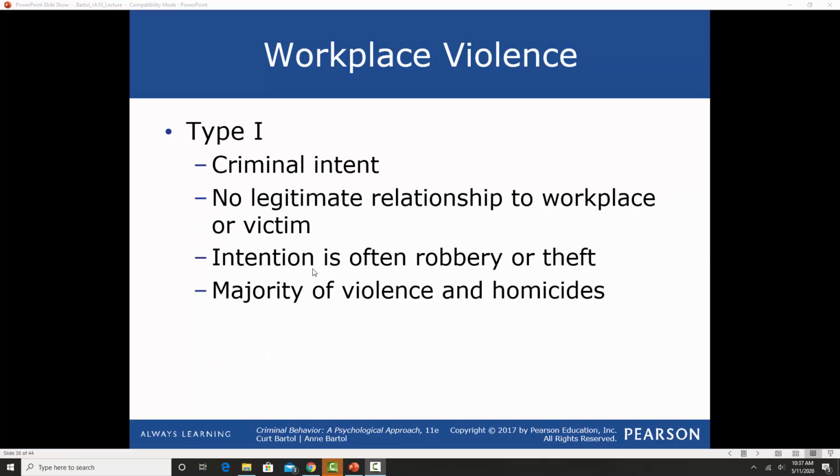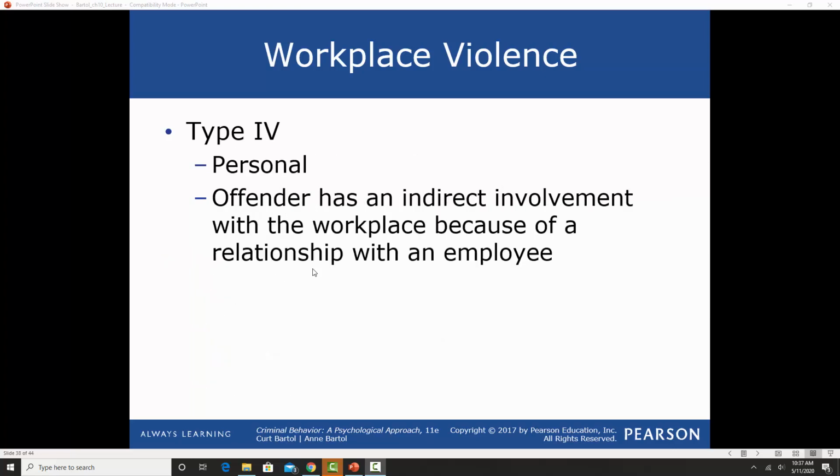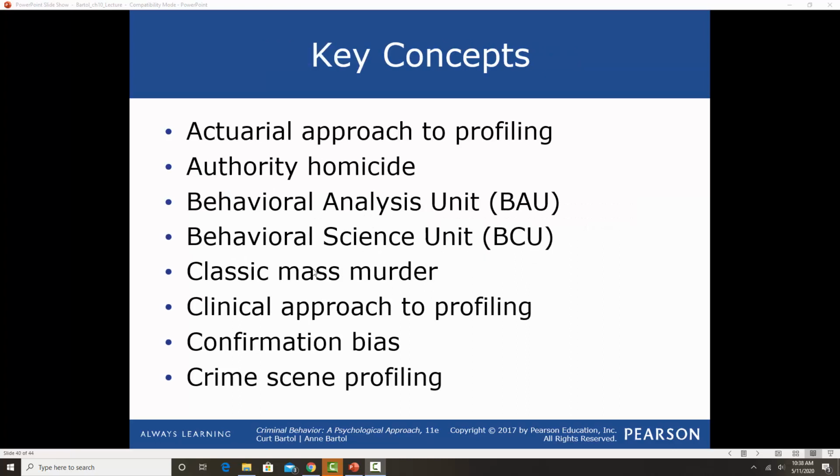Now with type 1, it just involves somebody's work. So it's a crime that's committed at somebody's work, a robbery, a theft of a gas station, of a convenience store, of a restaurant, something like that, or working in a job that tends to have violence. But with type 2, 3, and 4, there's usually some type of either previous or current relationship with the workplace or a personal relationship, and something generally triggers the person, just like with mass shootings.